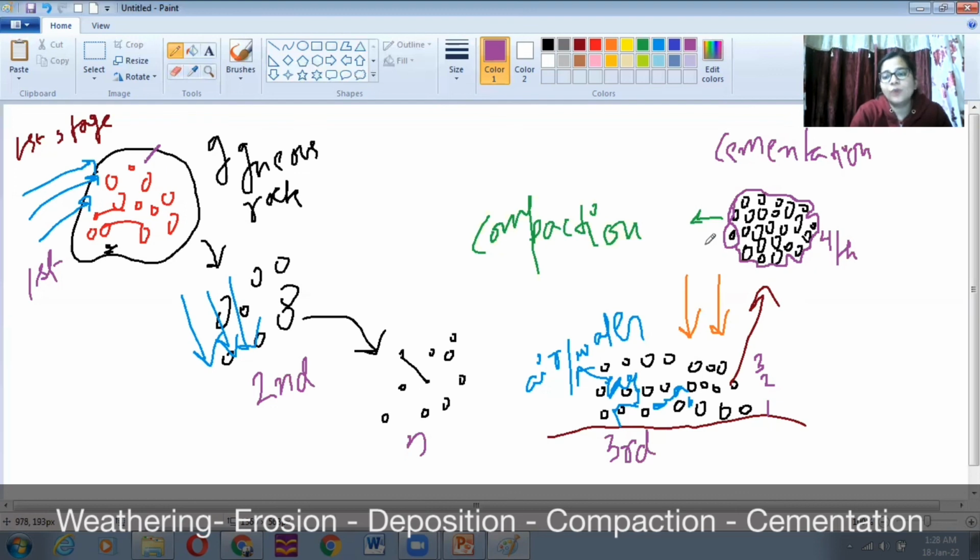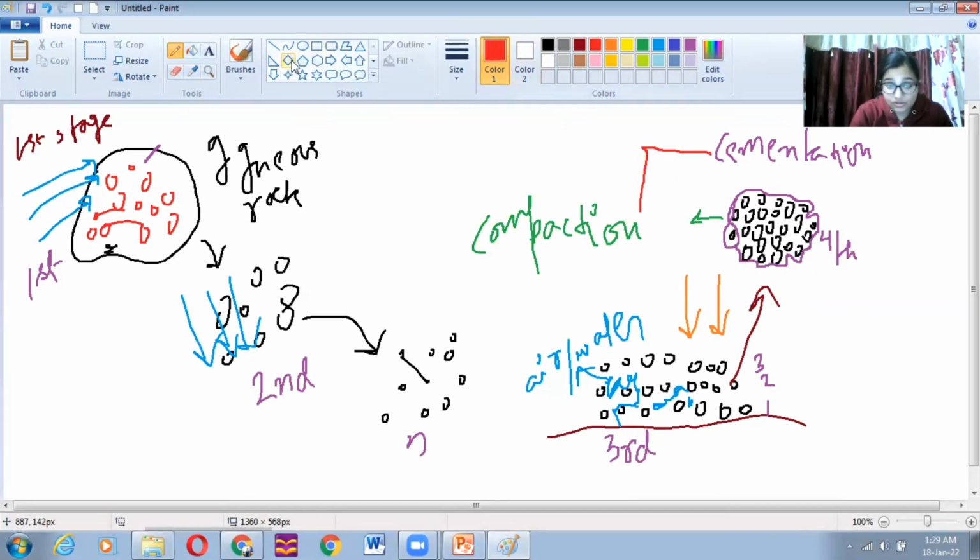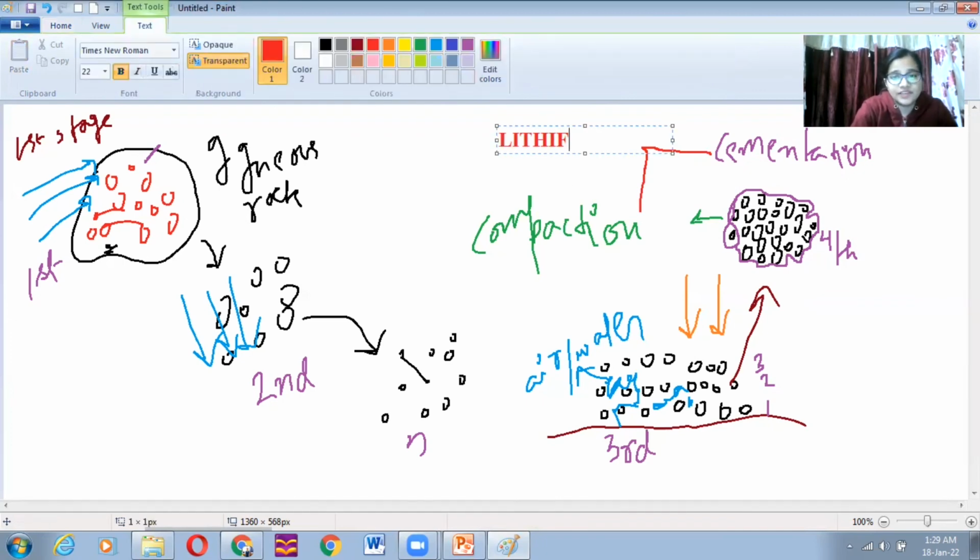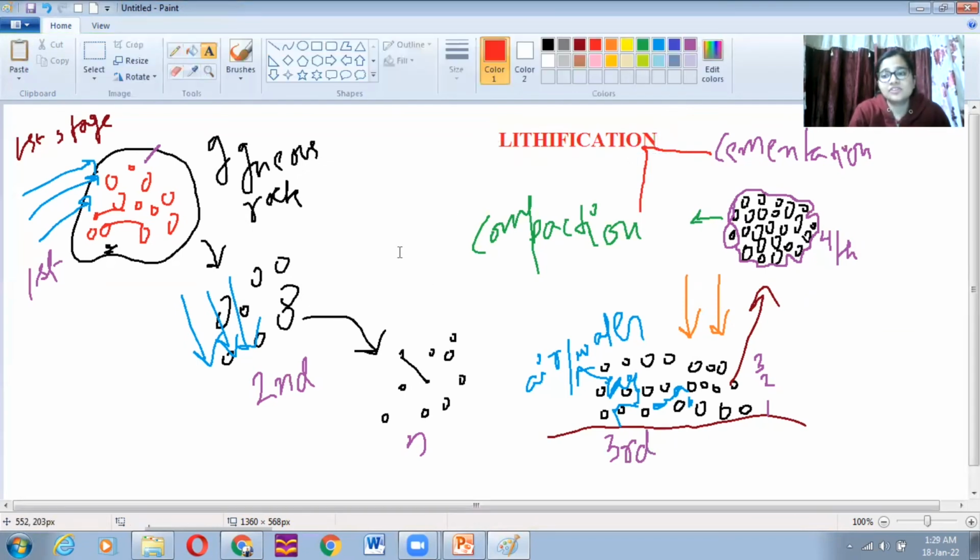And at the end, one gets cementation, where the cementing particles hold the sediments together. Sorry, both compaction and cementation together, they are called lithification. So this is your entire process of the formation of secondary rocks.